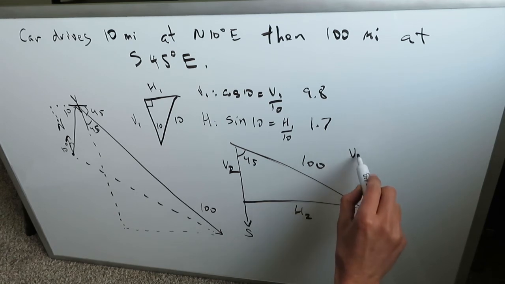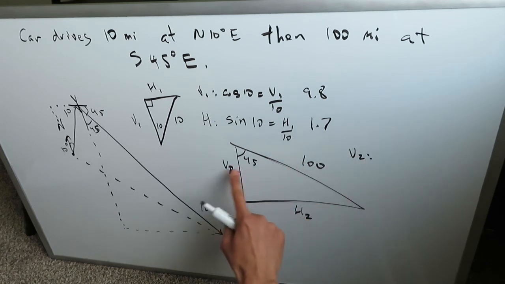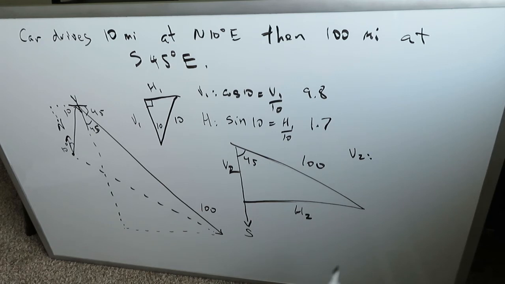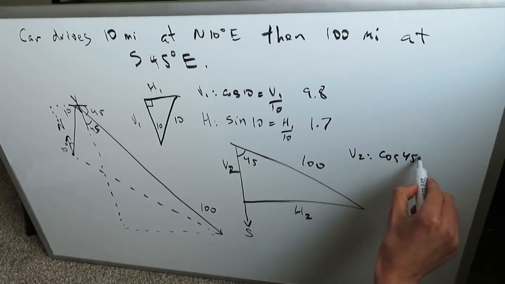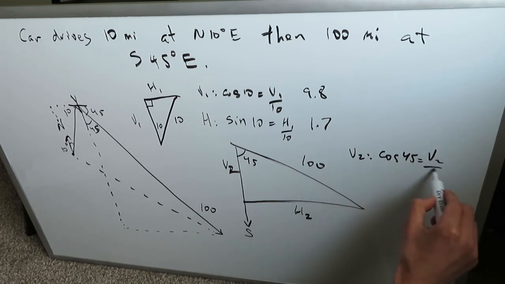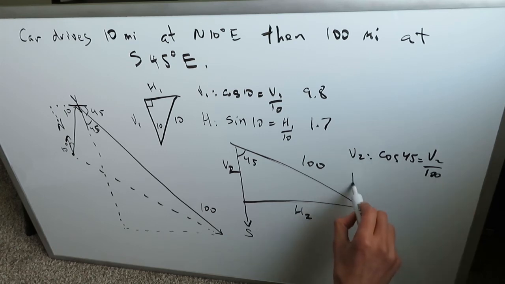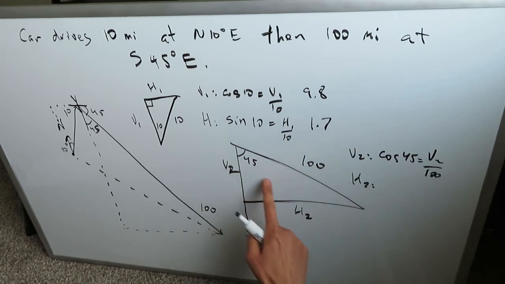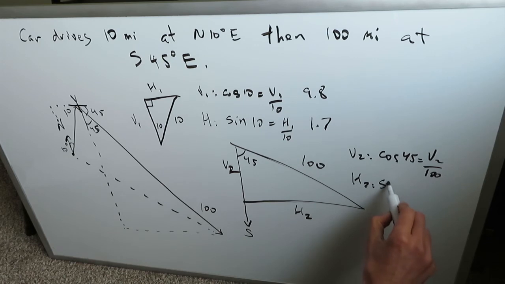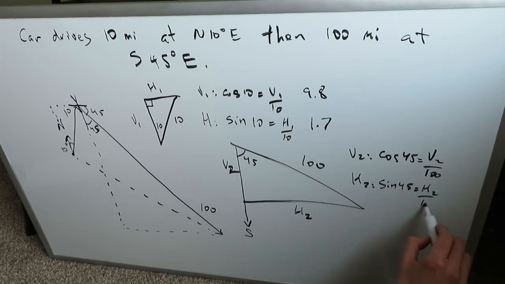What will we use for V2? Again, it's adjacent to your angle, so we'll use cosine. Cosine 45 is equal to V2 over 100. What about H2? It's opposite, so you're going to be using sine. Sine 45 is equal to H2 over 100.